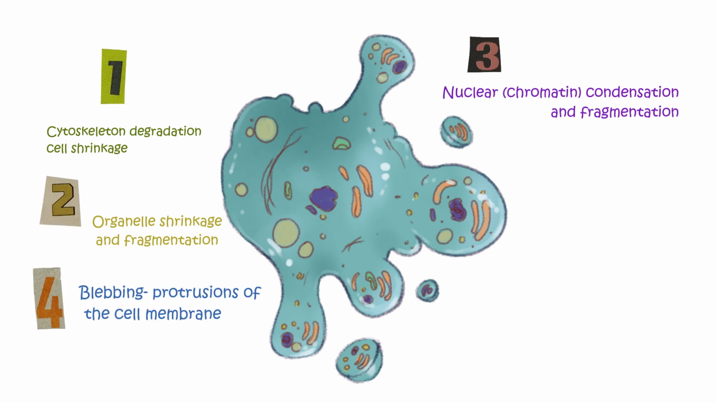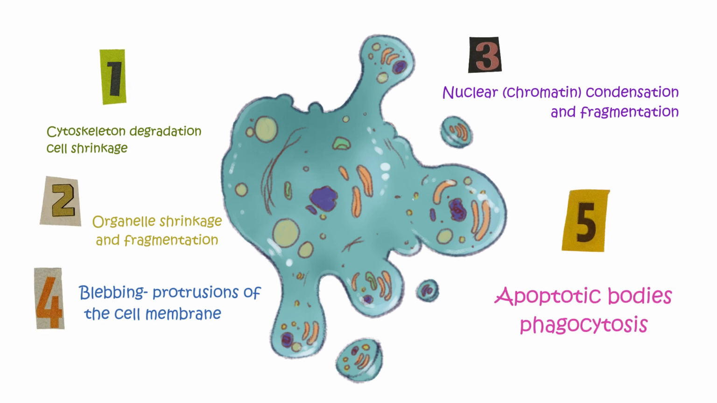Step 4 is blebbing, which is the formation of protrusions of the cellular membrane. And in these protrusions, those tiny fragments of organelles and nuclear chromatin pocket themselves inside. The final step is when these blebs separate from the main cell body, and this in turn forms apoptotic bodies, and these are extracellular vesicles, or you could say sealed sacs. These sacs contain fragments of the dying cell, and these bodies are then easily phagocytosed by the surrounding cells.